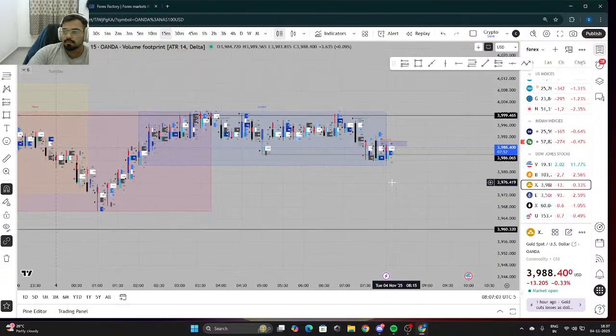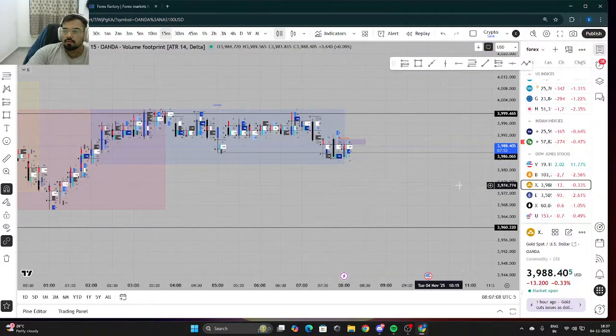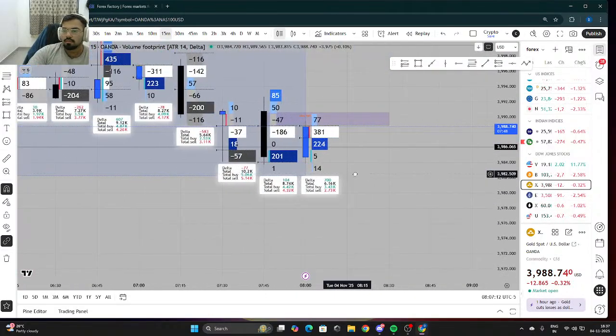Till now there is no setup to scalp. I'm waiting for gold to test this level and see what happens.